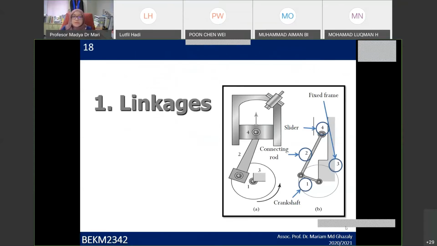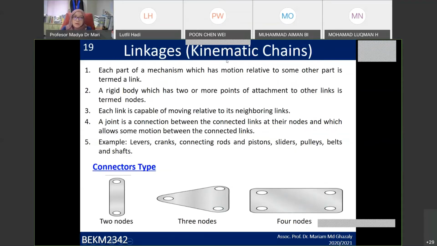In linkages, the example of the crankshaft that I showed you just now, but we go by parts. So linkages, or we call them kinematic chains, is each part of a mechanism which has motion relative to some other parts in terms of link. It means that we have a link in between and it's connected to that part by one point. A rigid body which has 2 or more points of attachment to others is determined using the term nodes. So if you see here, this is a link, and you see that there's a hole at the end here, so we call that a node, where that's the point where it's going to rotate.